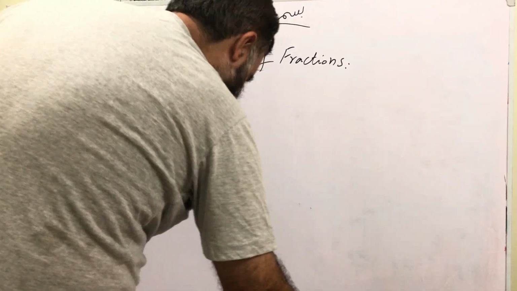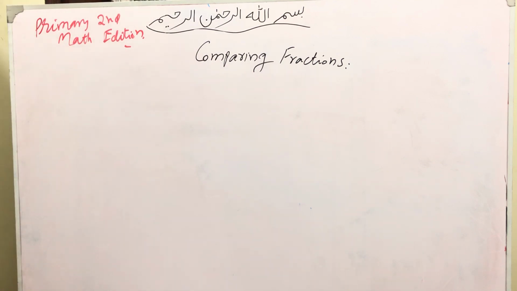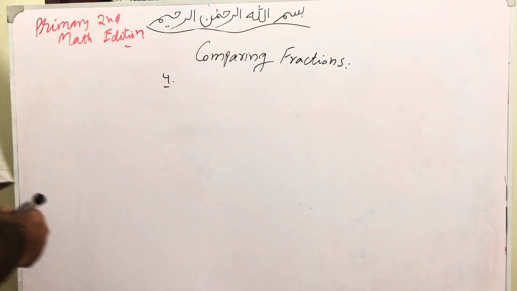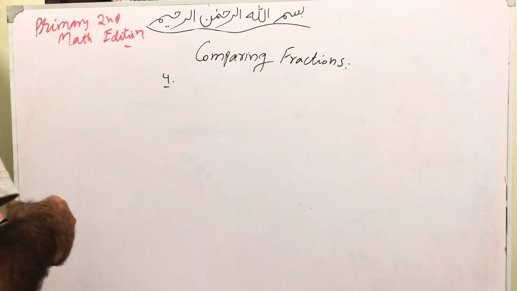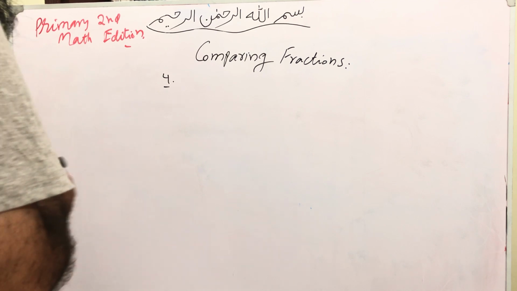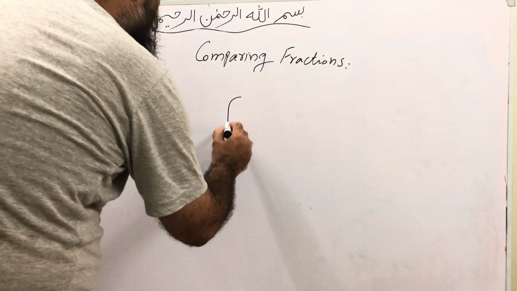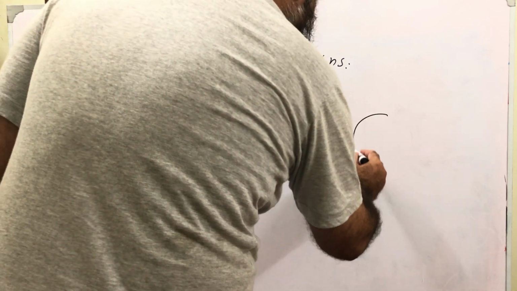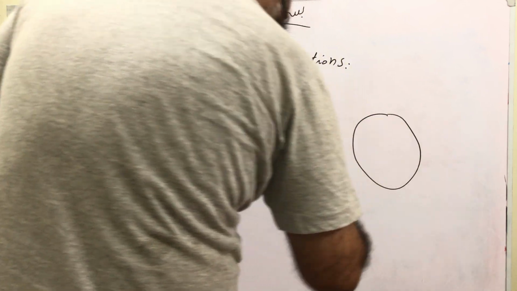This concept is given on page number 235 and it is given in the form of question. We will be doing question number 4. Kate and Priya have cakes of the same size. These are 2 cakes of the same size.